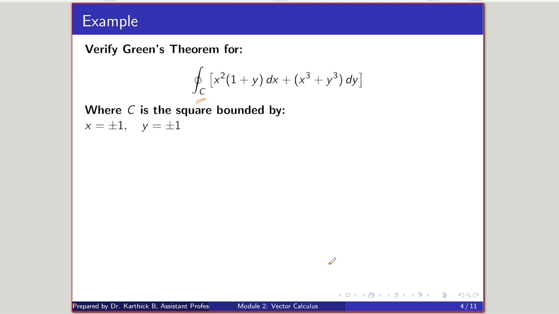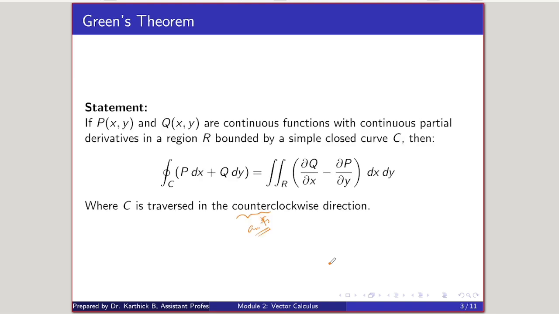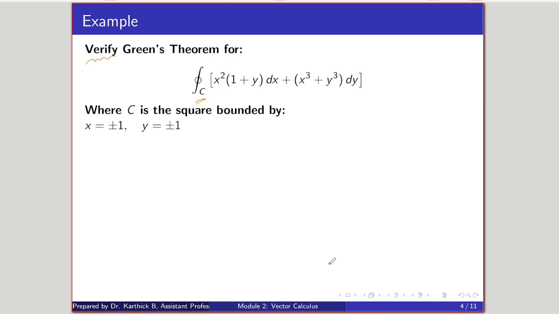Here they have given a line integral, x square into 1 plus y dx plus x cube plus y cube dy. Clearly, if they ask to verify, you have to find both LHS and RHS of the given statement in Green's theorem. If they ask to evaluate, and they have given only the line integral, you can use the double integral to evaluate this problem. If they ask for the evaluation of a double integral, you can use the line integral to find the solution. Now they have asked for the verification.